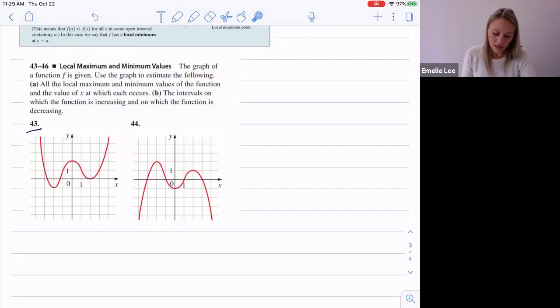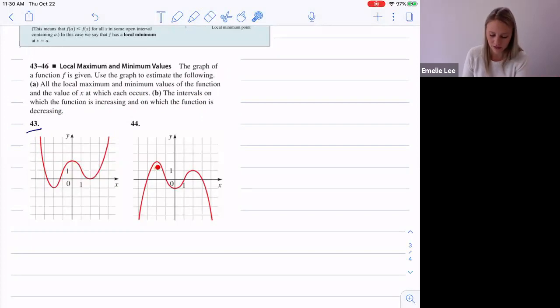And so it says that the graph of a function f is given, and then we're going to use the graph to estimate the following: all the local maximum and minimum values of the function, and the value of x at which each occurs, right? So we need to figure out what value of x makes this happen. The intervals on which the function is increasing and on which the function is decreasing. So just looking here, we can tell, okay, it's decreasing, increasing, decreasing, increasing, right?